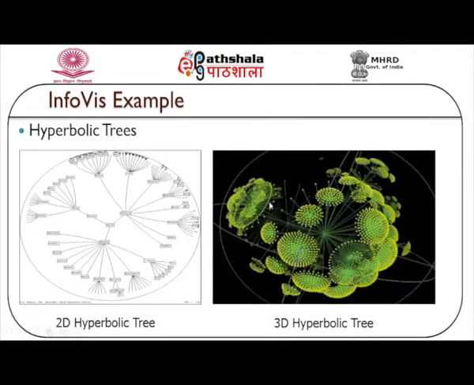Next is the hyperbolic trees. Here we have two examples: a 2D hyperbolic tree and a 3D hyperbolic tree, which is displayed in a three-dimensional view. Websites and the relationships between websites can be represented in the form of hyperbolic trees. Here we can see that we have many web pages which are linked with many other web pages, and they are linked in this manner.